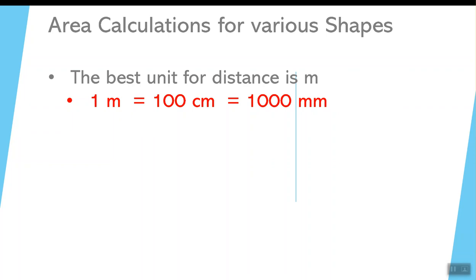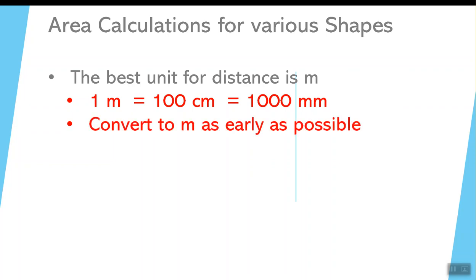For example, you're going to have to find the flow rate of a particular pipe. Let's say it's 200 millimeters in diameter. Well, you have to change that 200 millimeters to meters. So 200 millimeters would be equal to 0.2 of a meter. So again, as fast as you can convert millimeters or centimeters to meters, that's going to help you out a lot. So best unit for distance is meters.